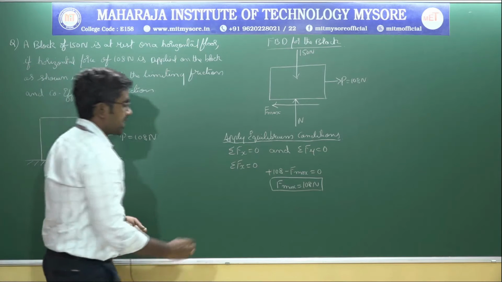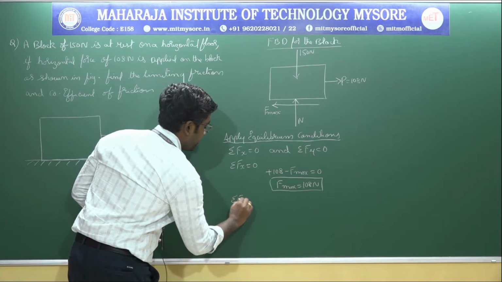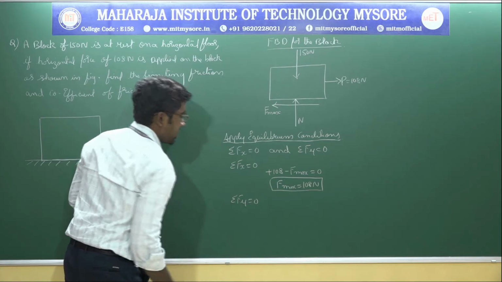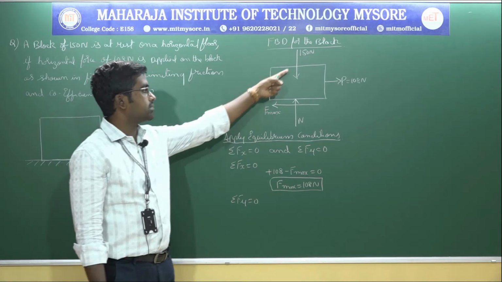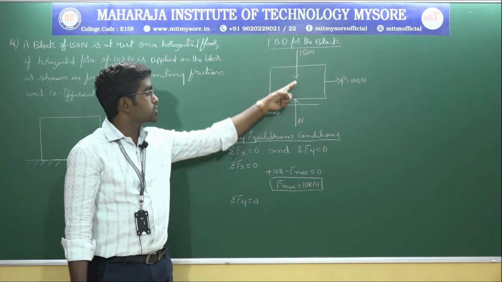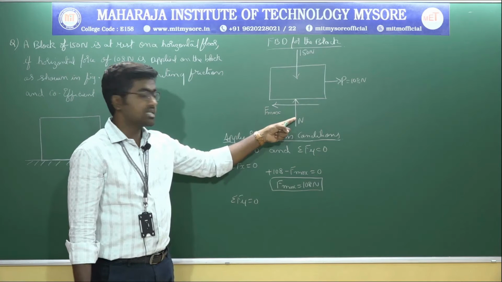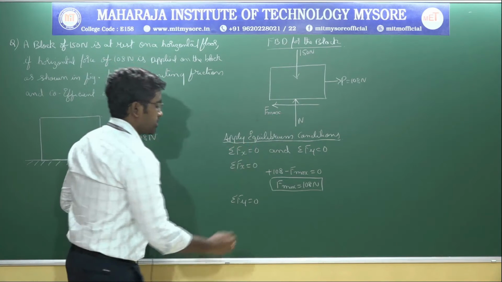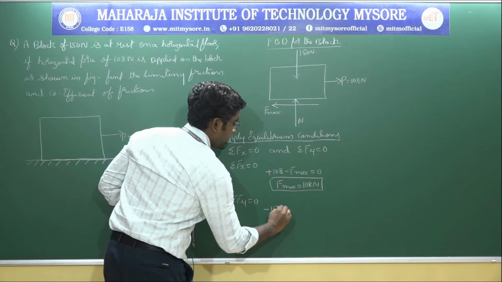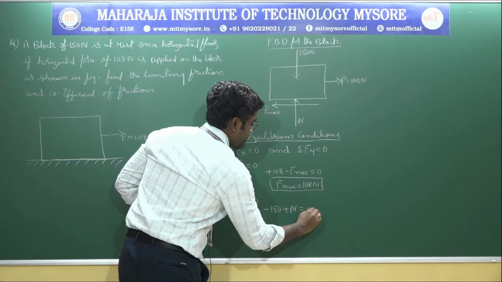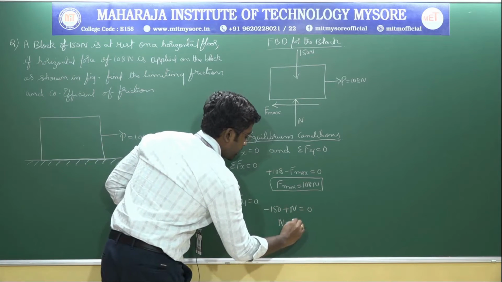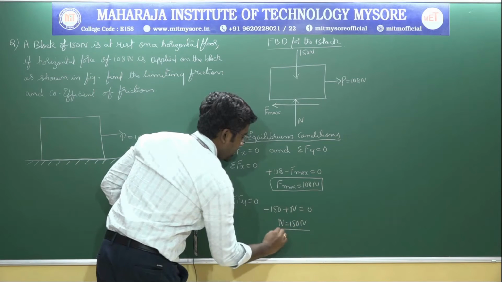So let us apply the next condition, that is summation of Fy is equal to 0. So in this free body diagram there are two vertical forces. So this will be minus and this will be plus. So that is minus 150 plus N is equal to 0. Therefore N is equal to 150 Newton.